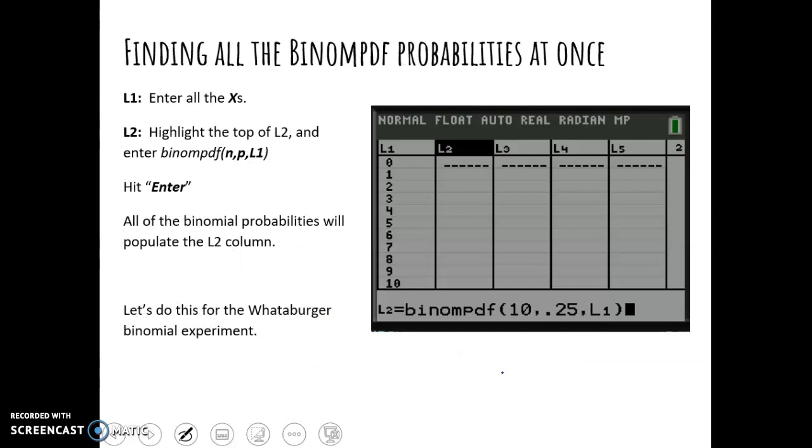Alright, now this slide is a review of what I did in the last video where I showed you how to find all the probabilities at once using the lists in the calculator. So just to review, in L1 we put all our x's. So for the Whataburger problem, you're going to put the numbers 0 through 10 into L1 because you can have anywhere from 0 successes to 10 successes.